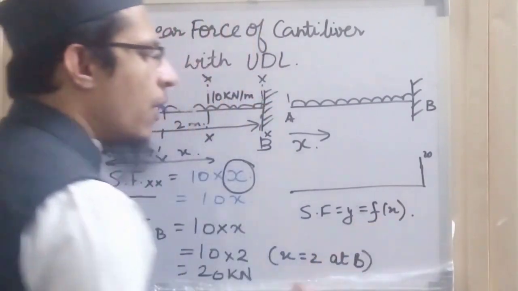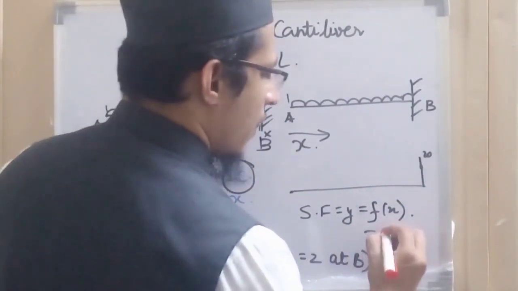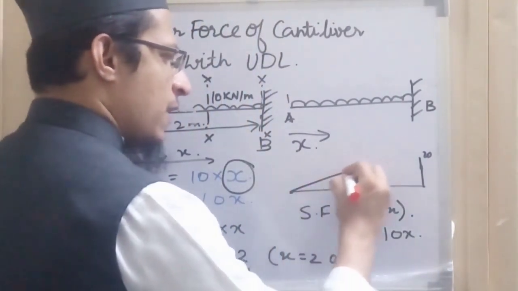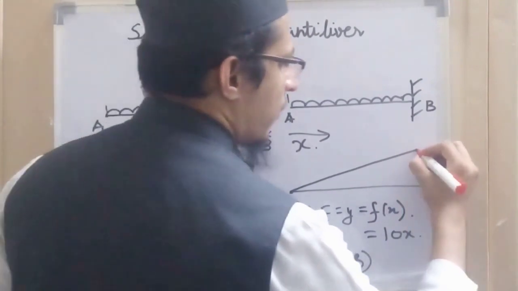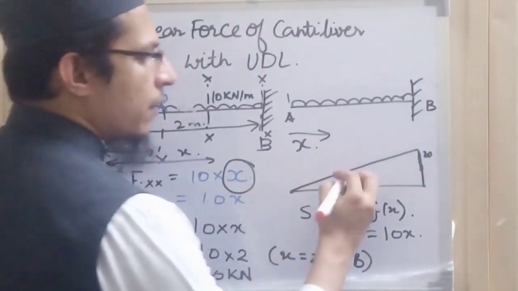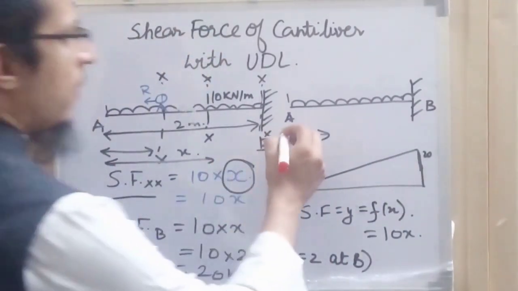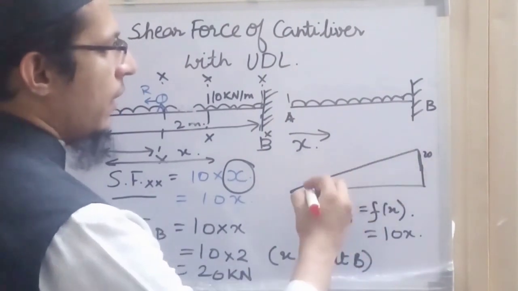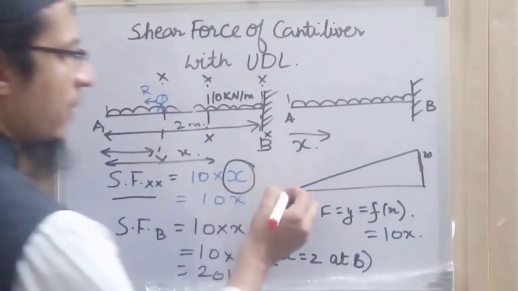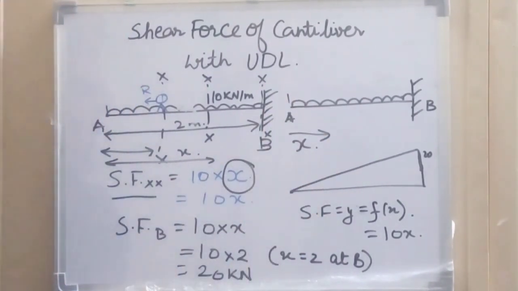and it changes linearly, because the equation is f(x) equal to 10x. So we have to draw a linear curve that shows that the shear force is continuously, or linearly, increasing with distance. As the distance from the free end is increasing, the shear force is increasing. When the distance from the free end is 0, the shear force is 0.